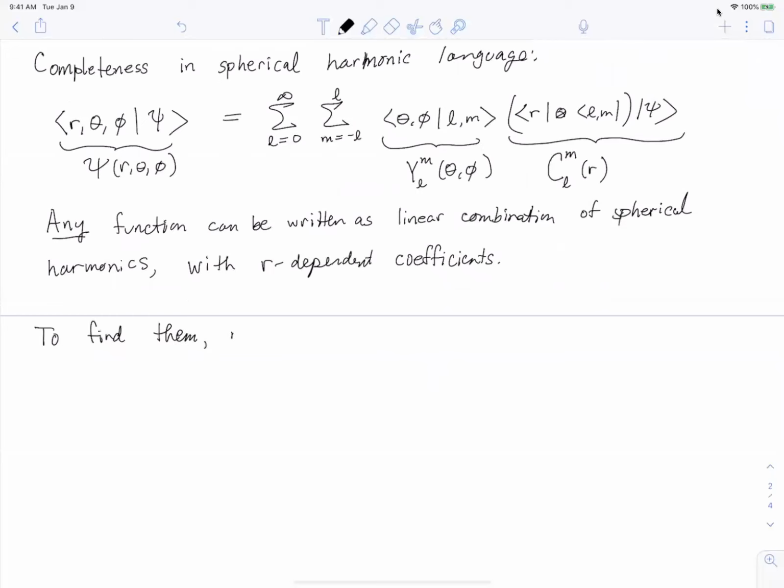To find these coefficients, what we do is we multiply both sides of that equation by a spherical harmonic complex conjugated. So I'm going to choose it to have indices L prime and M prime, because they're going to be arbitrary and I don't want to confuse them with this M and this L. Okay, and so this is a function of theta and phi, and I'm choosing to multiply by the complex conjugate. Since I'm multiplying both sides, I'm allowed to do that. You can't stop me. And then I can integrate both sides.